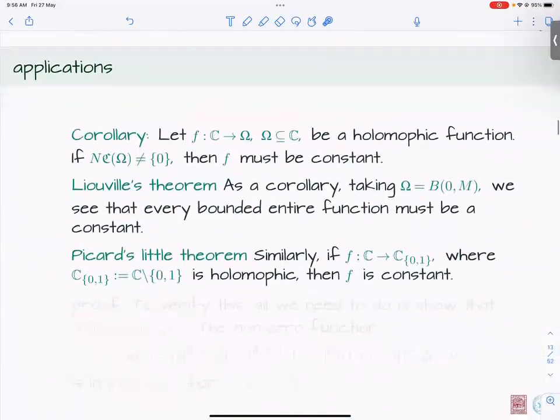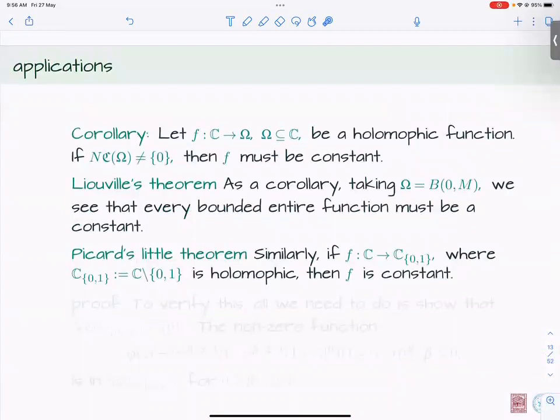So finally, let us quickly give an application. As a corollary, taking omega to be the disk of radius m, we see that every bounded entire function must be constant. Because if you have a bounded entire function, that means f is a map which is holomorphic from all of C to a disk of radius at most m. Because the function is bounded, its range lies inside some disk of radius m. But a disk of radius m has what is called the Poincaré metric, whose curvature is exactly minus 4.